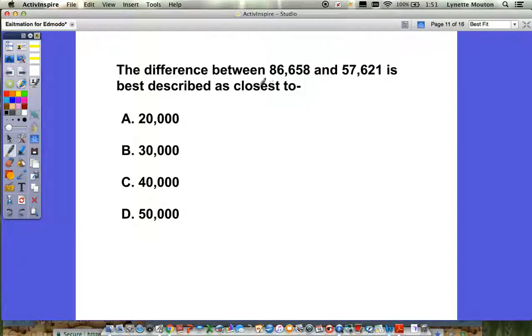Same thing, round it closest to. This is easy enough. We can see clearly that they rounded to the 10,000s place. So it would be 30,000 because this guy right here became 90,000 and this guy became 60,000, and 90 minus 60 is 30,000.